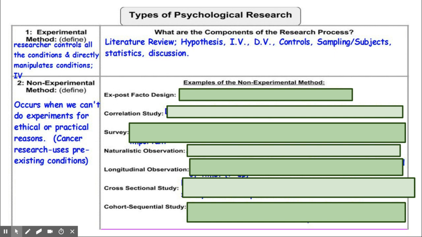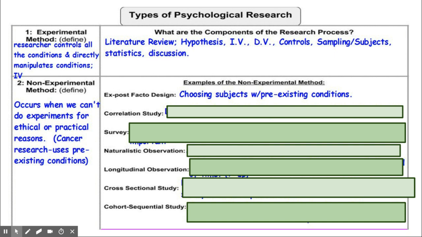So we're going to go through some of the different types of non-experimental research that you could use. You could use what we call an ex post facto design, which really is a design that maybe cancer research kind of is based on. You choose subjects that have pre-existing conditions, and this is usually considered to be very ethical because you already have that group of individuals that you know have these conditions. And if it's a life or death situation, you can kind of design the experiment or the study around them.